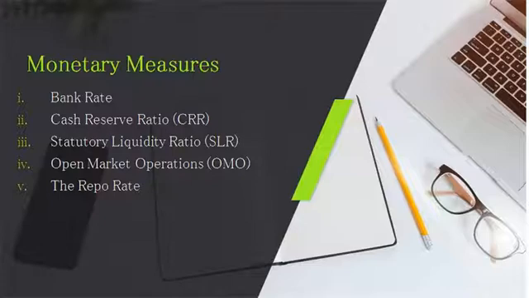So if there is a lot of money supply in the economy, to curb the money supply, to restrict the money supply further, RBI increases the bank rate, so that people will not take loans much, and the money supply in the economy will slightly decrease.